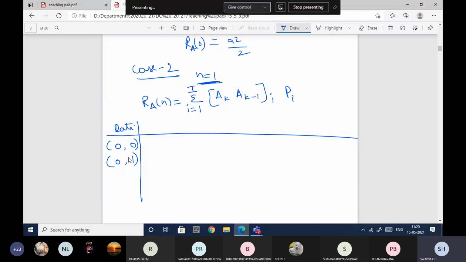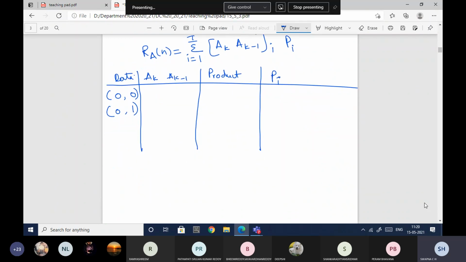Okay, it can be a 1. Okay, so this is AK minus 1. What will be the values that we'll see, then the product of those two, and then what will be the probability that we'll see now?